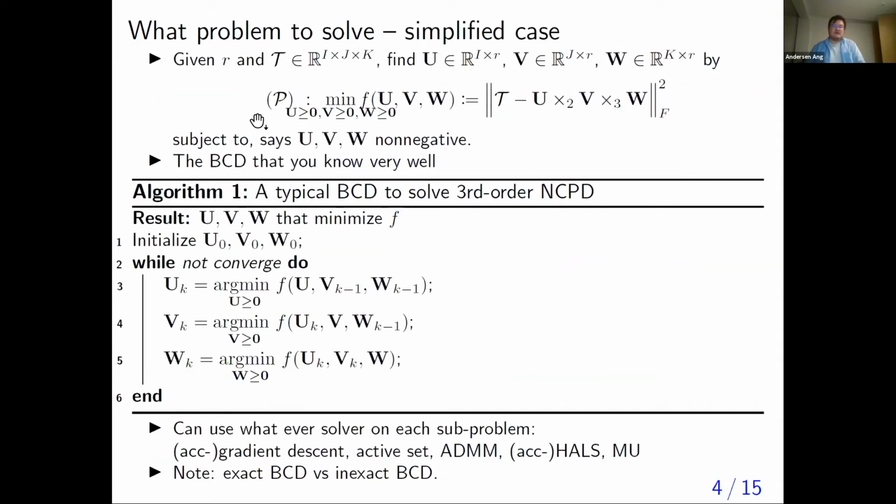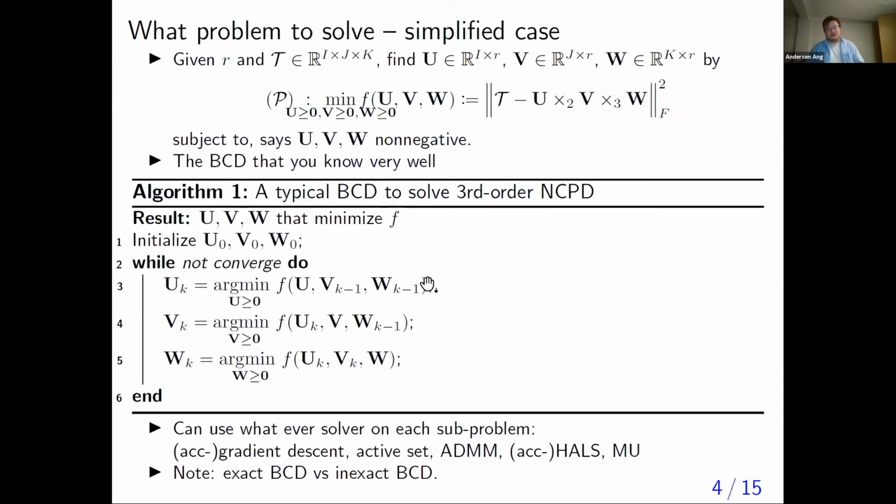For example, let's consider we only have 3 variables, u, v, w, and you want to find u, v, w by minimizing this function. You solve this problem by minimizing on u, fixing v and w. After that, you solve the subproblem on v, fixing u and w. Lastly, you solve the subproblem on w, fixing u and v. And you repeat the whole thing. This is block coordinate descent. And this is the algorithm.